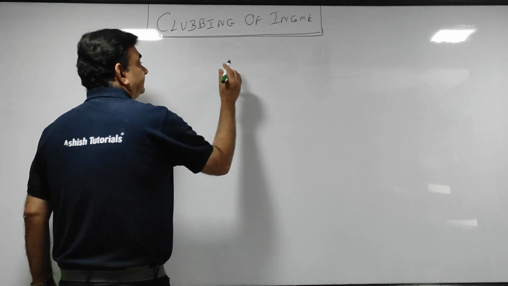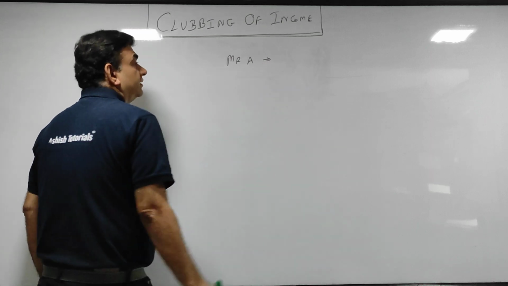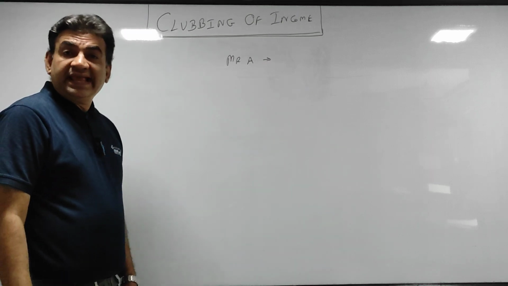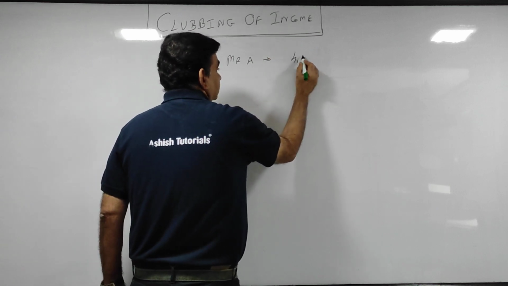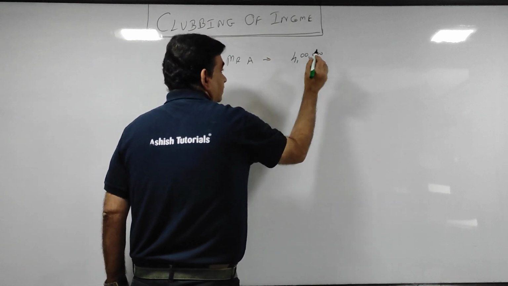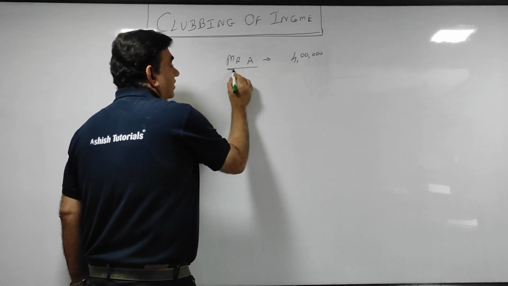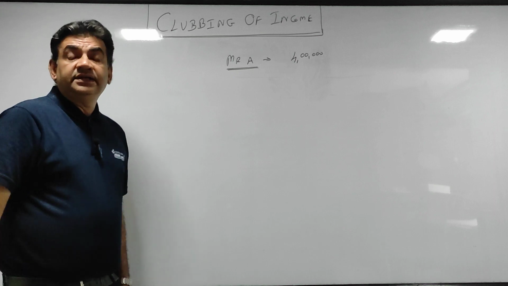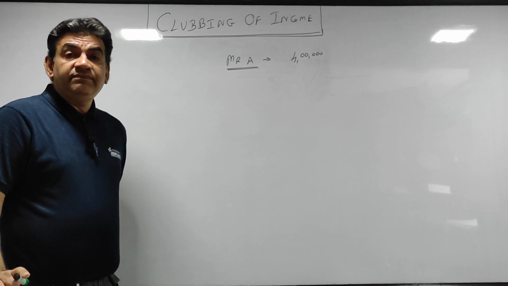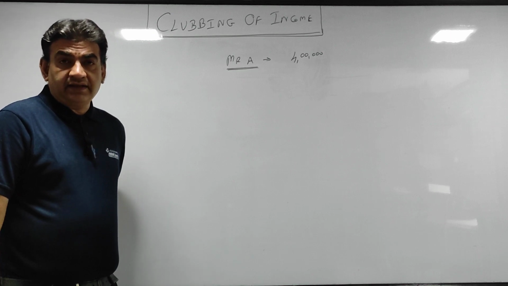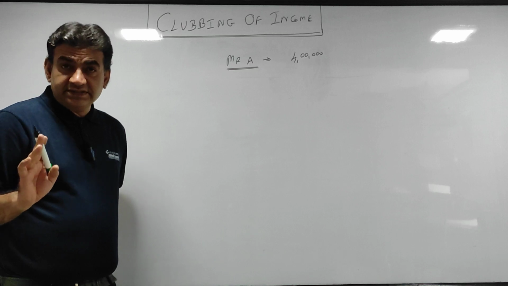Say for example, there is Mr. A. He is earning say 4 lakh rupees in a year. I'm just putting a hypothetical. He is earning 4 lakh rupees in a year. Now, what will happen? He will pay tax on 4 lakh rupees.